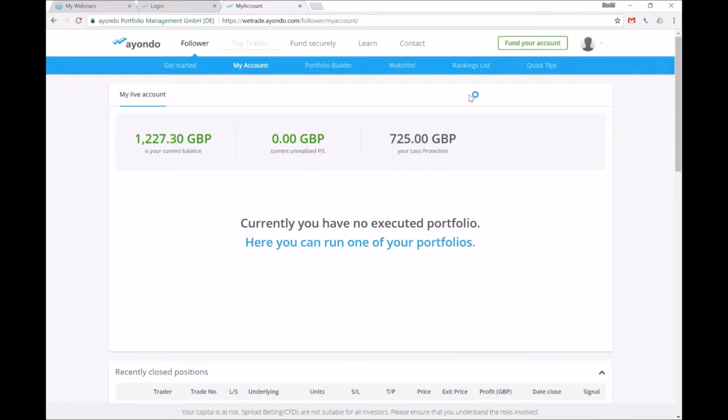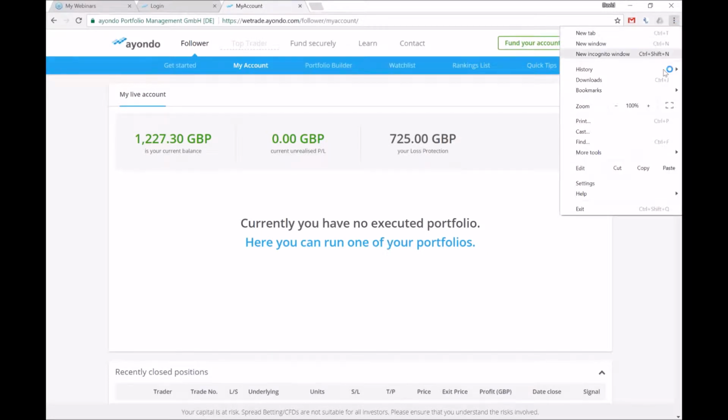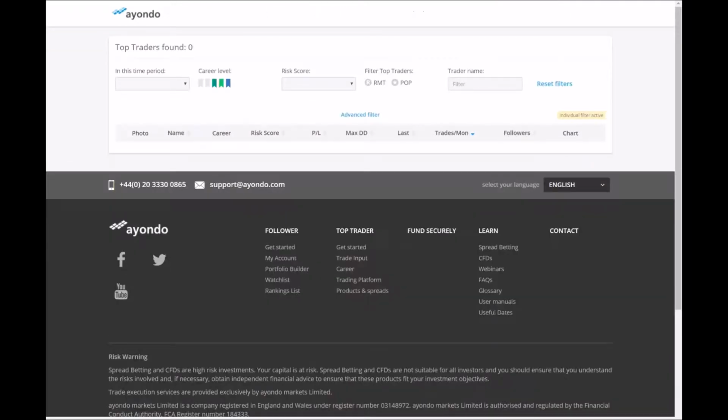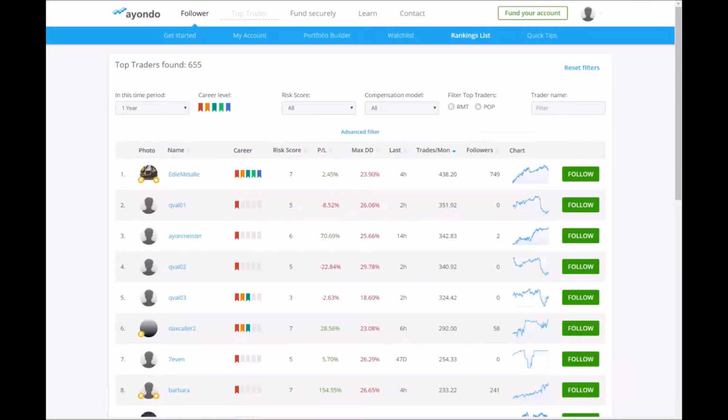So what I want to do is build up a list of people to follow, or start looking at people who might be worth following on my account, who can hopefully make me some money. So I'm going to click on the rankings list here. This is a league table of traders available to follow. How it works is, and you could do this yourself, if people are trading through the Aondo platform, if they want to, they can make their track records visible, good or bad. So you can see how well or how badly they've done. And if you want to, you can choose to follow these traders.